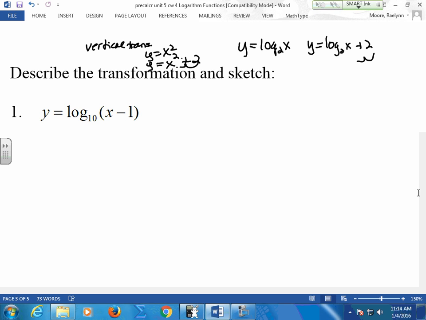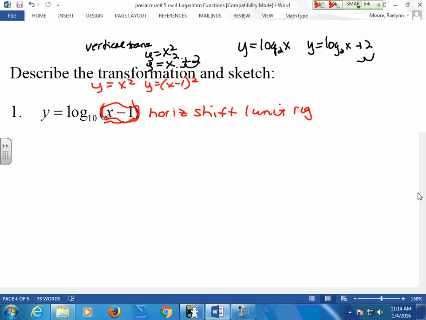So when we're inside of this parentheses, it's the same as when I do this. Where's my transformation in my squaring function if I put it in by the x? Am I horizontal or vertical? Horizontal, and don't I go the opposite way, right? So same thing. I look for this parentheses and I say, oh, horizontal shift 1 unit right. I follow the same rules. Same exact rules.